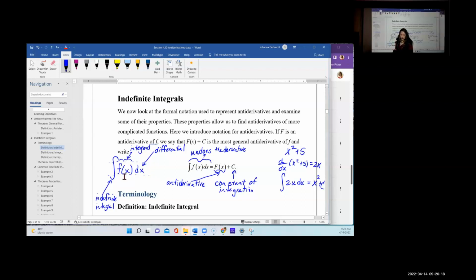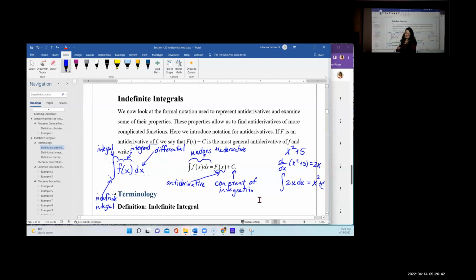And this represents the antiderivative operation. The whole thing is called an indefinite integral. The elongated S itself is called an integral for short. All right, and this results in the antiderivative function, uppercase F of x, up to a constant of integration.